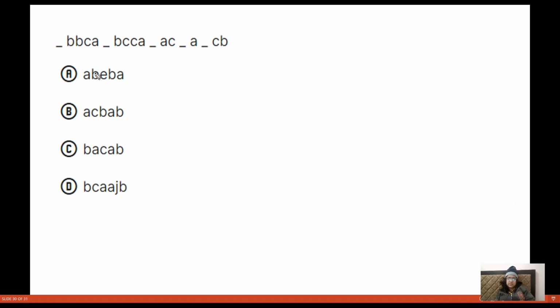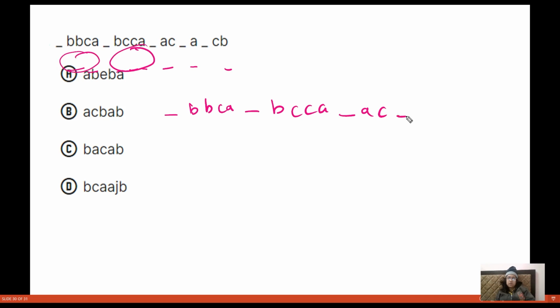See guys, in this question, we have double B, CA, B double CA, and AC. So we are not able to make out a sequence from here. What is the most appropriate method here? Just fill them. So let us fill them. So we have A double B C A. Okay, that is fine.